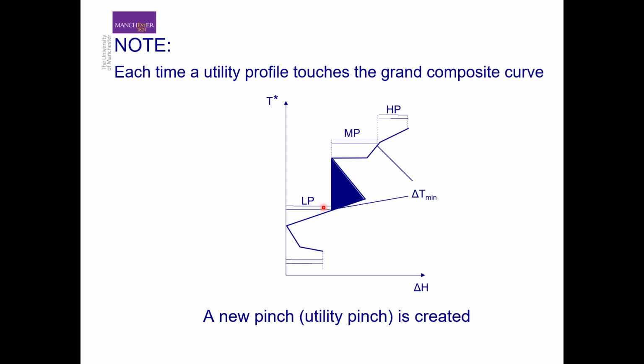And similarly for the case of LP steam. By that definition, similar to a pinch temperature, we can define these points as utility pinches. In a normal pinch point, the difference between the hot composite curve and the cold composite curve is 1 delta T min. By the same definition, here we have 1 delta T min between the hot utility and the cold stream, so we can call them utility pinches.